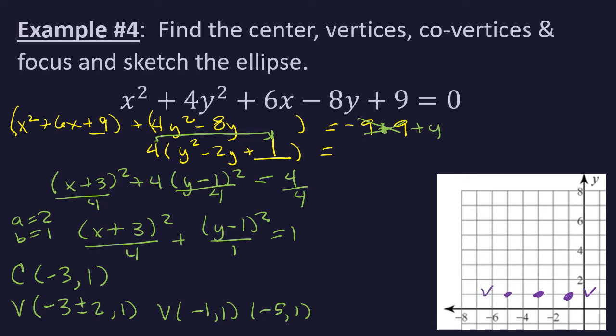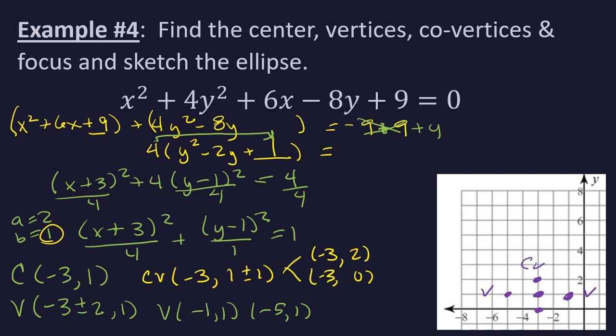A little teeny ellipse. Alright, so now my co-vertices, my x value stays the same, but this time I'm going to take my y value and I'm adding b. So this is plus and minus 1. So my co-vertices are going to be (-3, 1 plus 1 is 2) and (-3, 1 minus 1 is 0). So now I can add my co-vertices, (-3, 2) and (-3, 0), and that is enough to graph that ellipse.